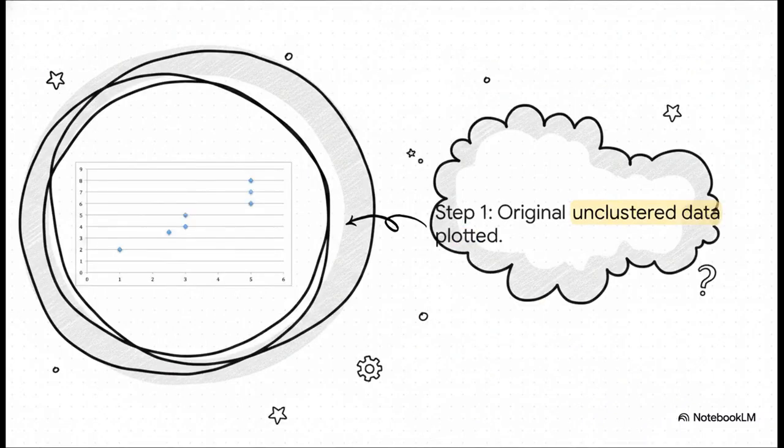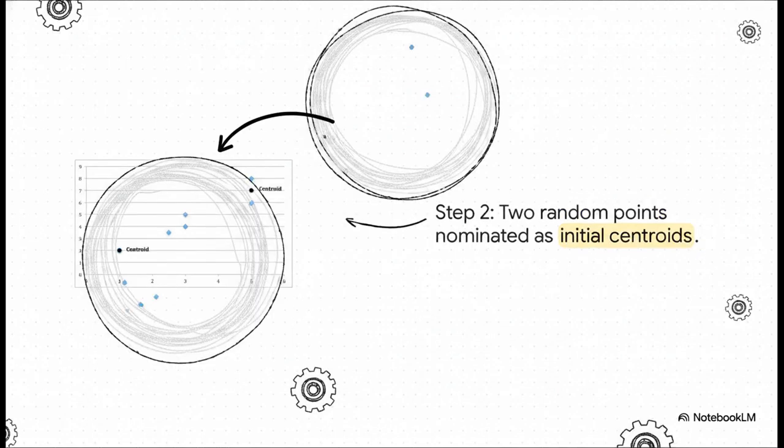Okay, watch this closely as we step through an actual iteration. Step 1, we start with our original unclustered data. Just a scatter plot of raw, loose points waiting to be organized. Moving to step 2, let's say we decide we want 2 clusters, so k equals 2. The algorithm kicks off by randomly nominating 2 data points to act as our initial centroids. These are the starting epicenters for our soon-to-be clusters.